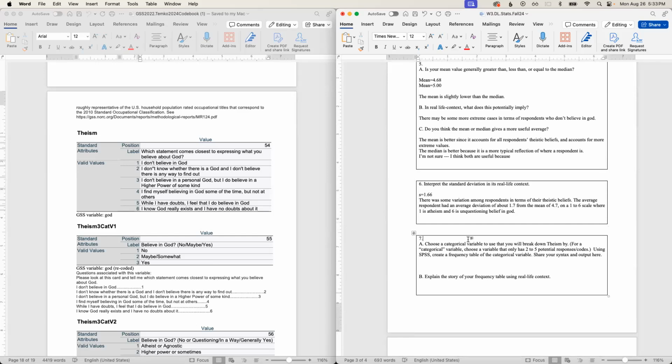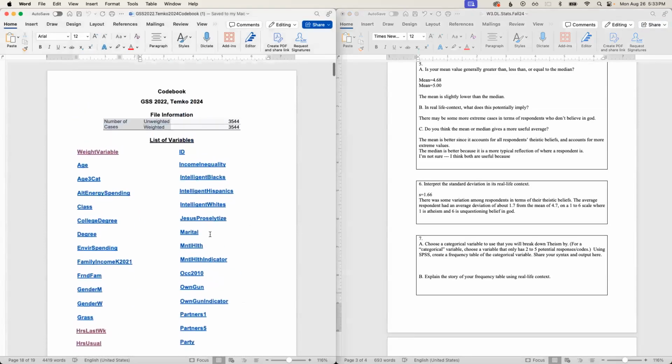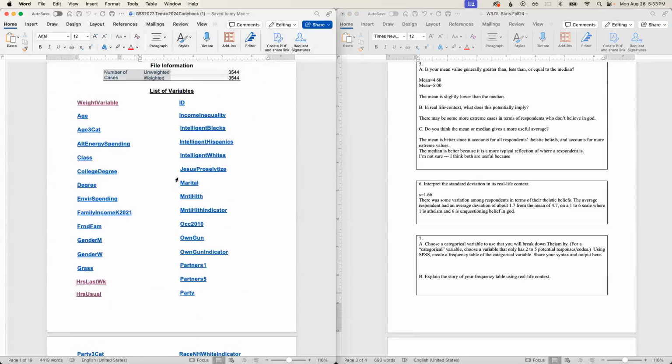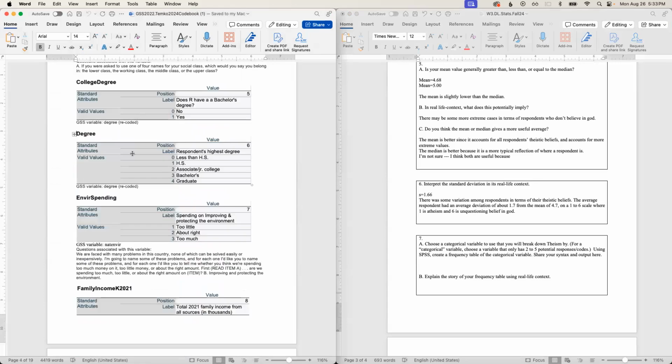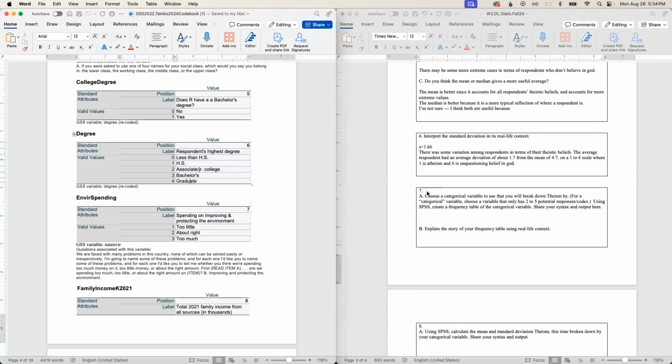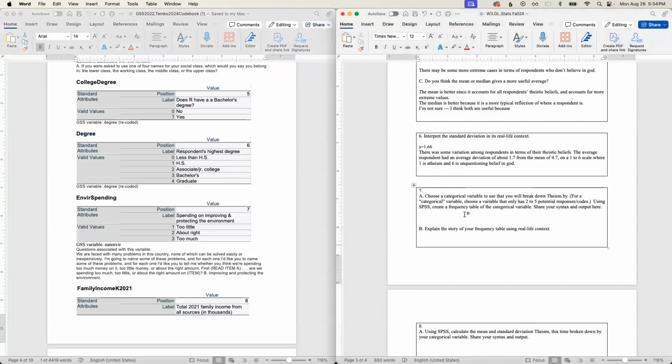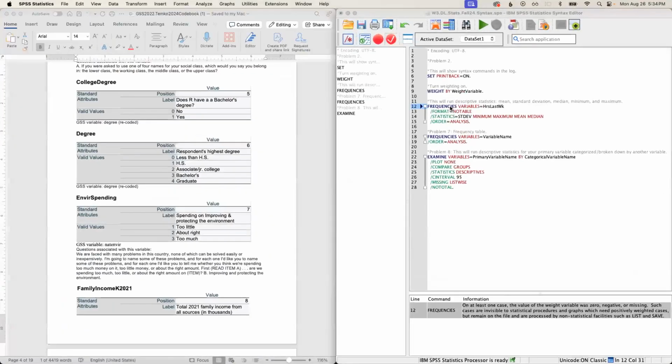Seven, choose a categorical variable to use to break down theism by. So why don't we see if the average beliefs vary by education. Let's use degree. It says 2 to 5. So I could do just yes or no for college degree, or I could do this one that's going to have more. I'll do this one. So I'm going to do just degree, not college degree. I'm going to do degree. So these 5 categories. And so here I'm going to run a frequency table and share my syntax and output.